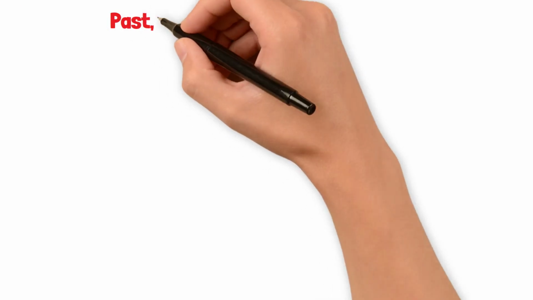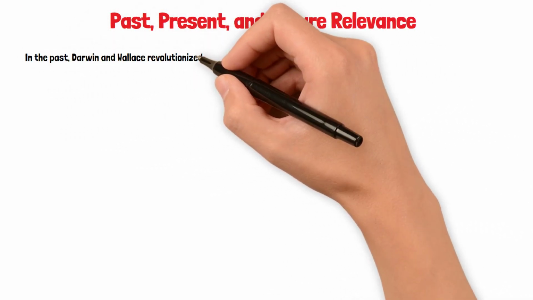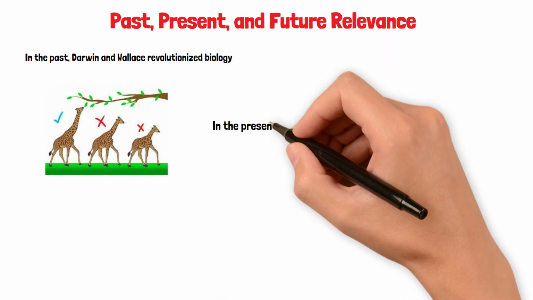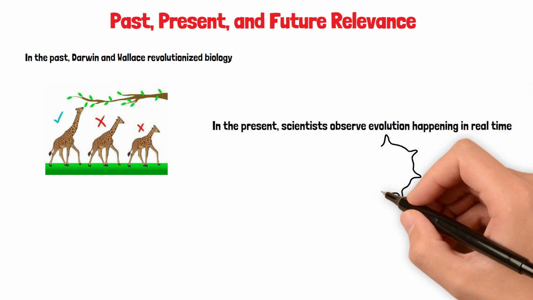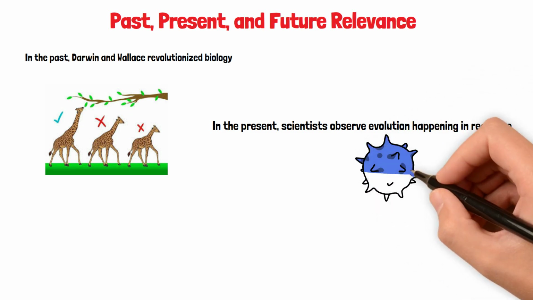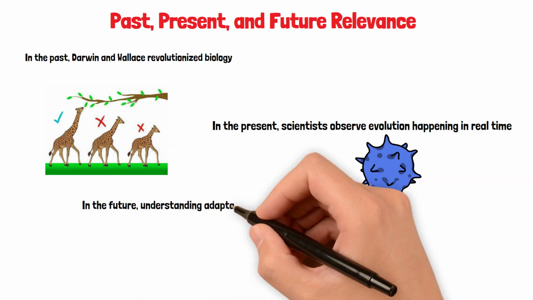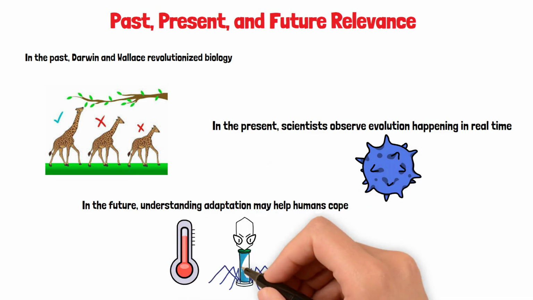Past, present, and future relevance. In the past, Darwin and Wallace revolutionized biology with the concept of natural selection. In the present, scientists observe evolution happening in real time, from viruses like COVID-19 to climate-driven changes in animals. In the future, understanding adaptation may help humans cope with new global challenges like climate change and emerging diseases.